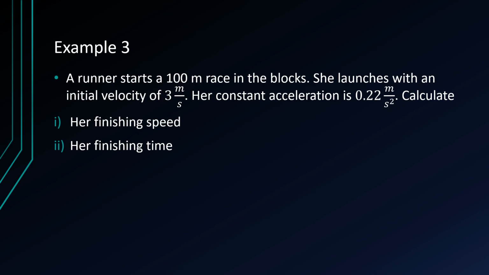A runner starts a 100-meter race in the blocks. She launches with an initial velocity of 3 meters per second. Her constant acceleration is 0.22 meters per second squared. Calculate her finishing speed and her finishing time. So this is a two-parter question. So go ahead and try this, and when you're ready, come back for the solution.